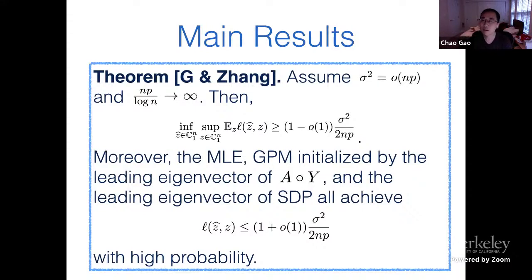Okay, so now let's discuss these two assumptions. The first assumption says that sigma squared should be of smaller order than np.